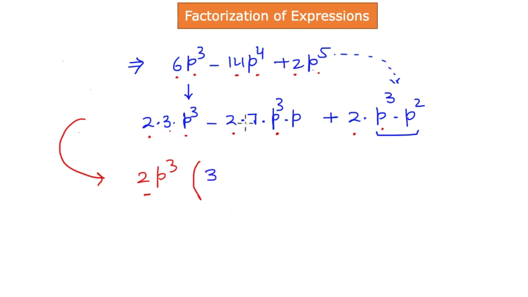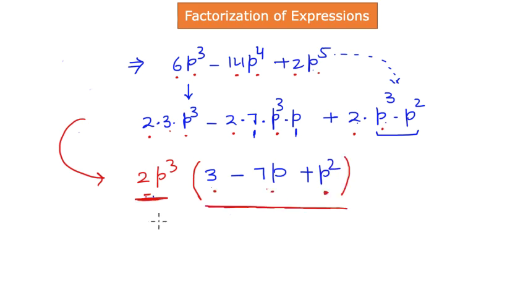So let me write 3 here. In the second part, I get 7 and I get p. That is the only remainder inside it, right? So it is minus 7p. And in the last section, 2 and p cube are already gone. What remains is p square. So I will say that the expression that we had here has two parts. Part 1 is 2p cube and part 2 is what we have written here, p square minus 7p plus 3.